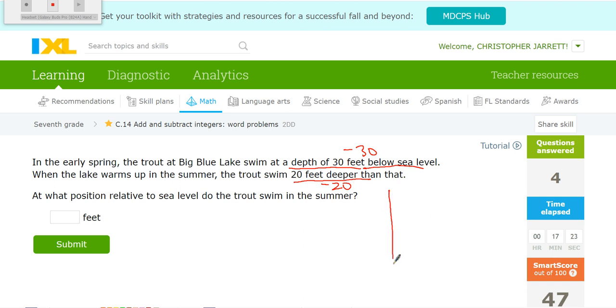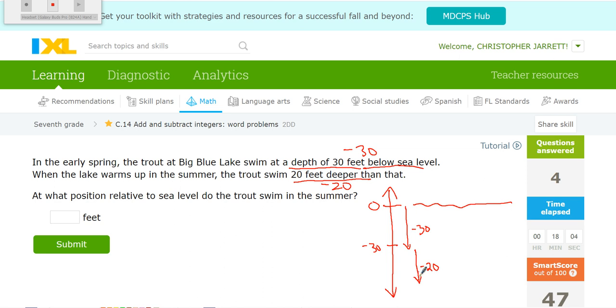So I'm going to draw my number line, and when I draw it, I'm going to recognize that everything is happening below the water. And so here's 0. That's the water. The first depth is minus 30. So I'm going to start at 0 and go to minus 30 first. But if I go 20 feet deeper than that, I'm going in the same direction. So I'm going to continue from the edge of minus 30 and go down by another 20. So go down by another minus 20.